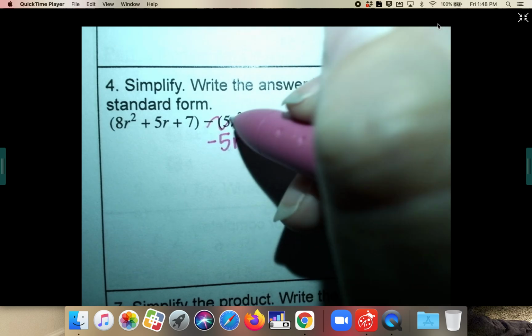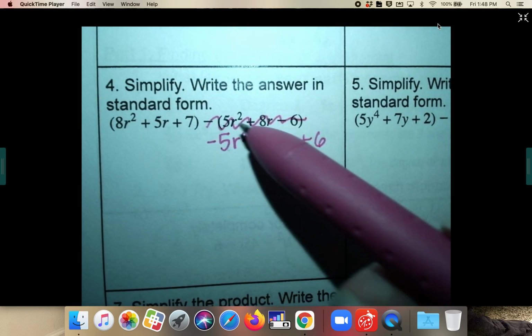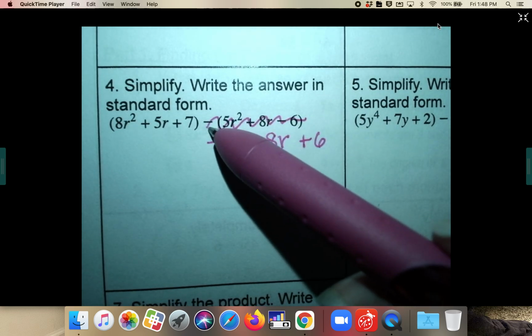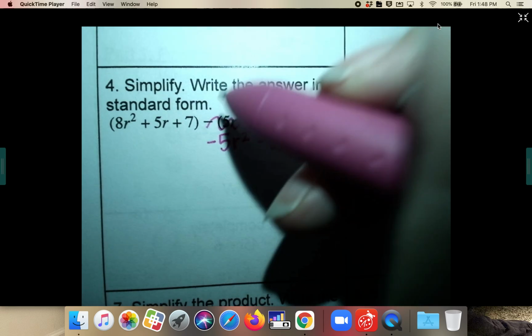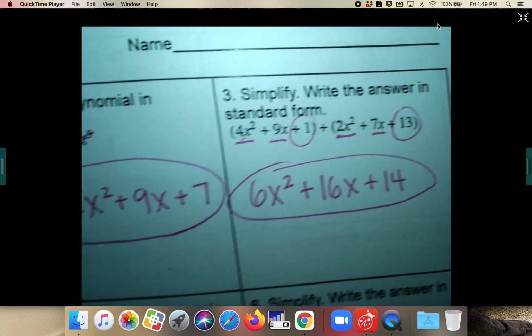And then I'm going to scratch this out. You don't have to, but to me, it is so much more confusing to see it twice. I'm more likely to make a mistake. So now that we have gotten rid of all this, you can just combine like terms, which is basically adding, just like we did on number 3.